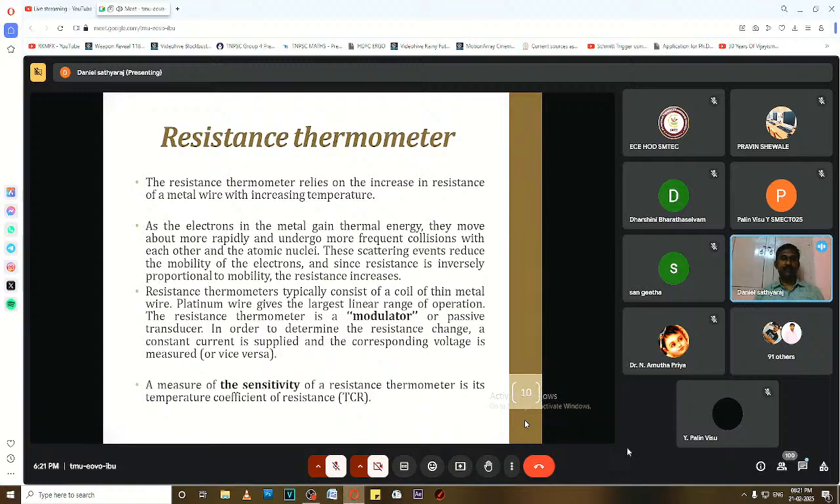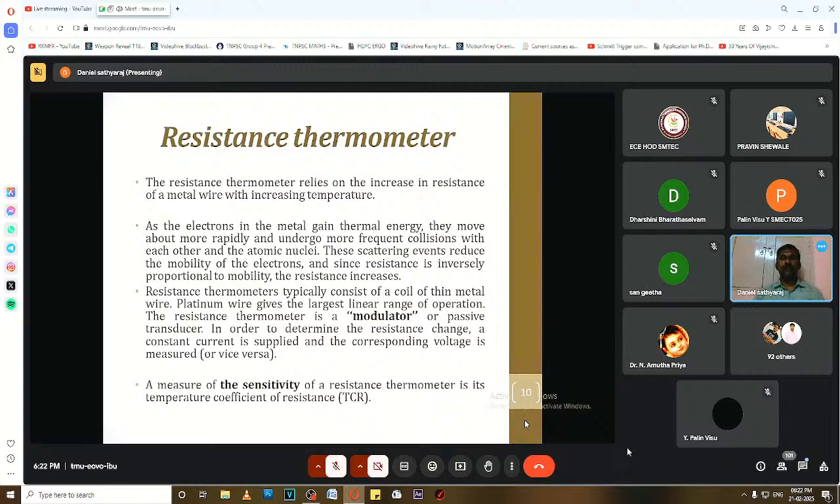And the resistance thermometer is another basic kind of temperature measurement device, used for measuring temperature with the variation in resistance of a metallic wire. If there is an increase in resistance of a metal wire with increasing temperature, then we can measure that resistance, and the variation can be taken into account for calculation and monitoring. Normally, when thermal energy is given to the electrons in the metal, the movement becomes very rapid, the oscillations are higher, and collisions will happen in the atomic section.